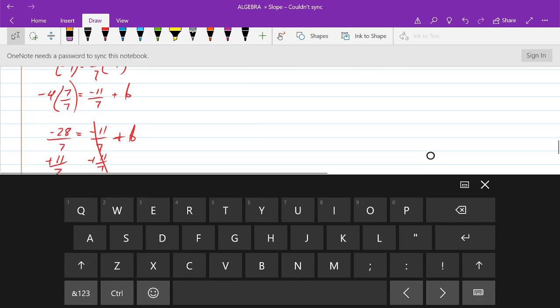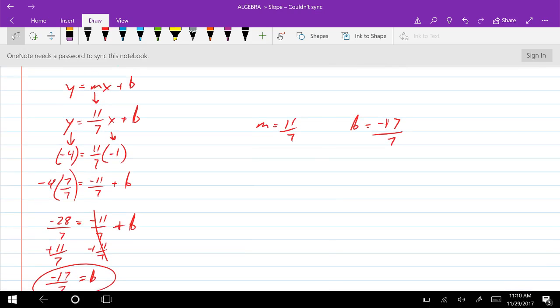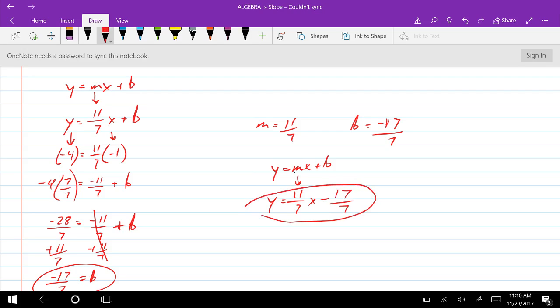And now I can plug it into y equals mx plus b. My slope, 11/7, and my b is -17/7, so I don't have to make it a plus. I can just call it -17/7. And that is it.